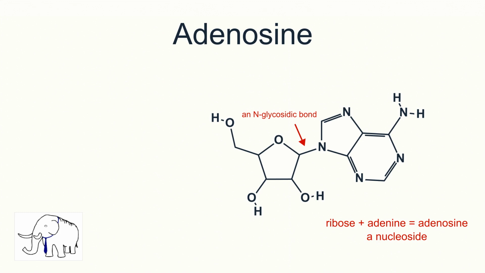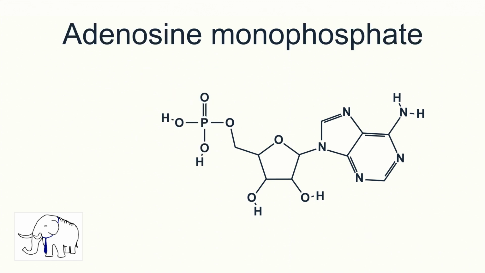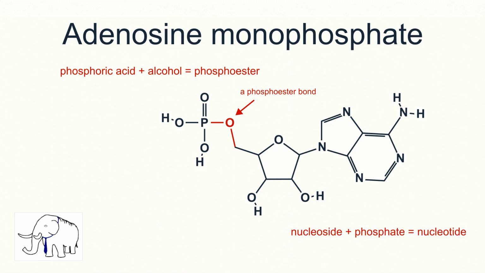Now we're going to bring in a molecule of phosphoric acid and do our same trick with a condensation reaction to make a phosphoester bond. Adenosine plus a phosphate is adenosine monophosphate. Adenosine monophosphate, or AMP, is a nucleotide.